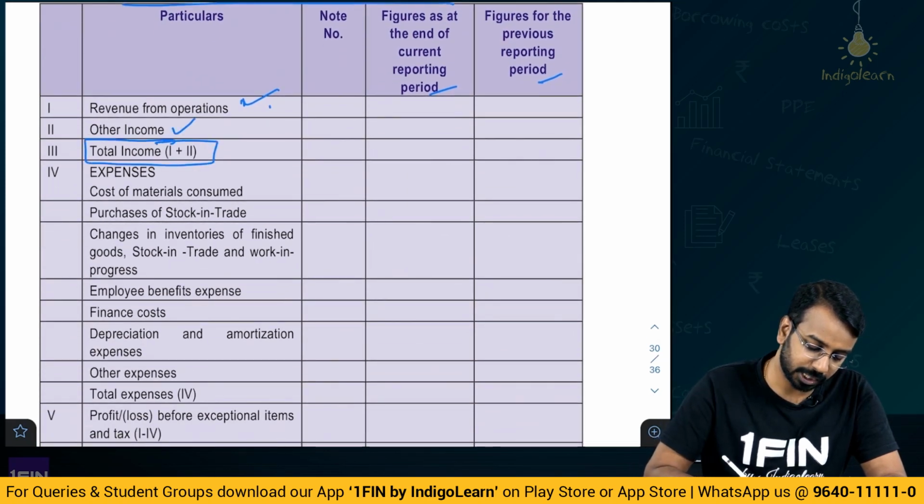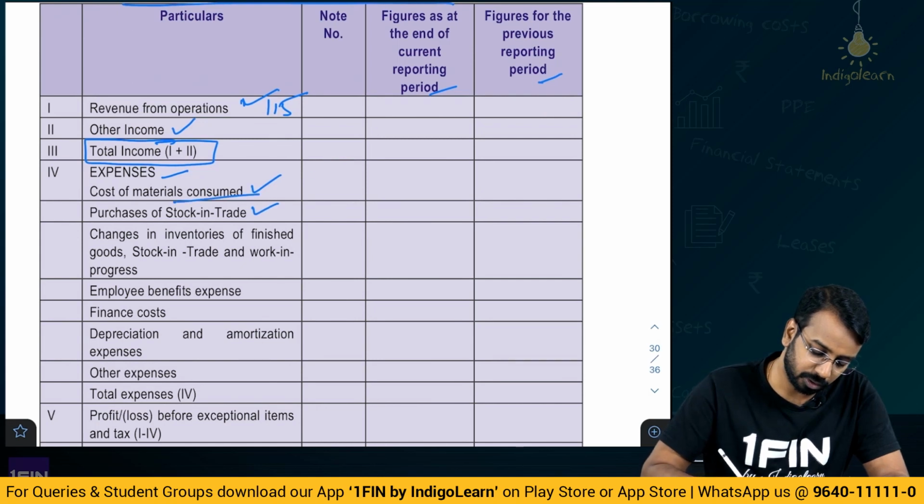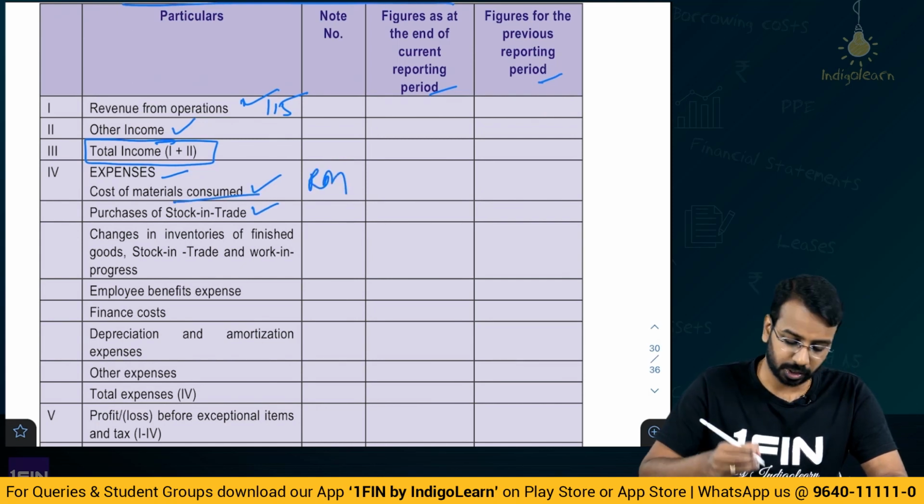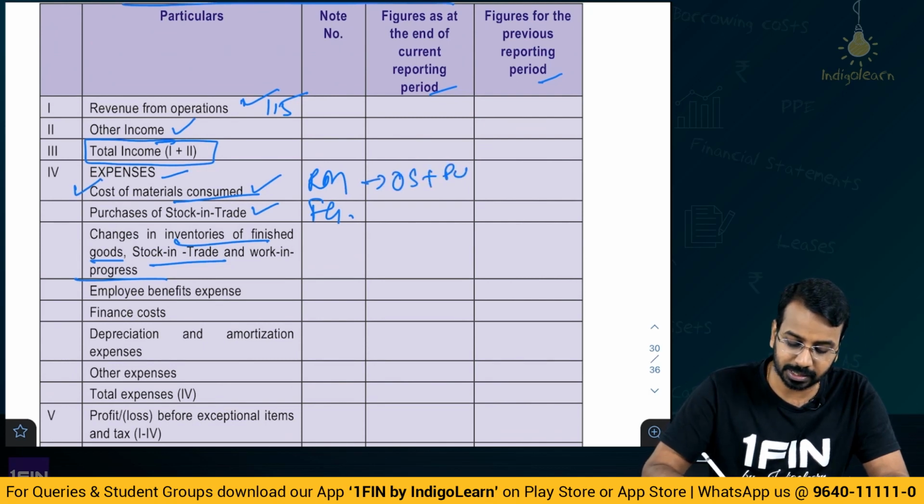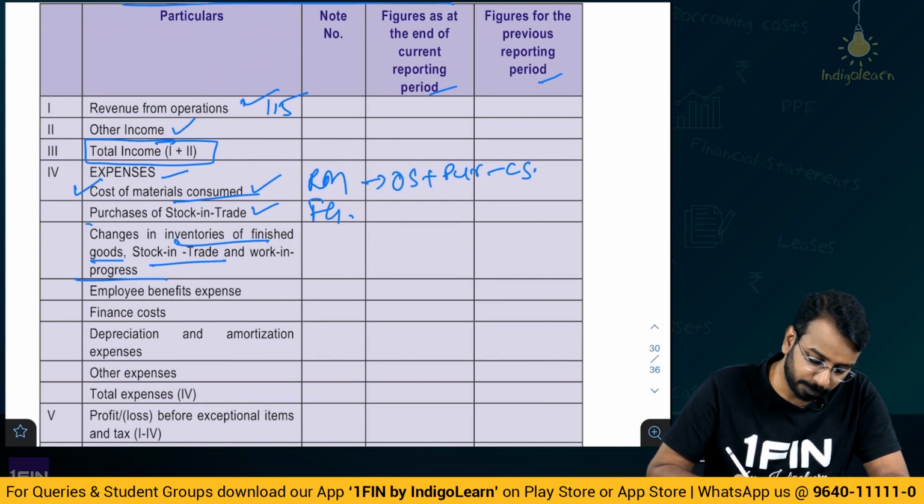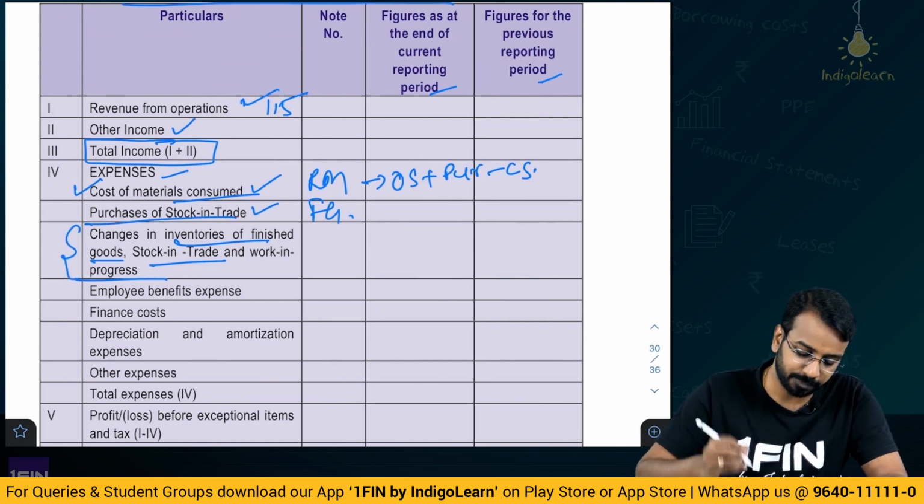So, revenue from operations as per Ind AS 115. Then, expenses: cost of material consumed, purchase of stock in trade. Here, cost of material consumed is your raw material, and purchases of stock in trade are finished goods that you have purchased, along with changes in inventories of finished goods, stock in trade and work in progress. Cost of material consumed (RM) you will get by opening stock plus purchases minus closing stock. Then total purchase of stock in trade and changes in inventory.